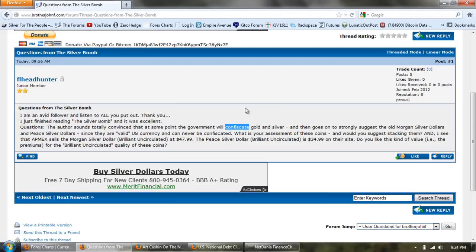So, yes, if gold goes to 10,000, 20,000, 30,000 an ounce, and silver goes to a tenth of that, maybe 1,000, 2,000 or 3,000 an ounce, yes, maybe the government might consider confiscating it. Of course, that's going to be a situation where they're in a tremendous currency crisis and capital crisis, where they just simply can't import anything.